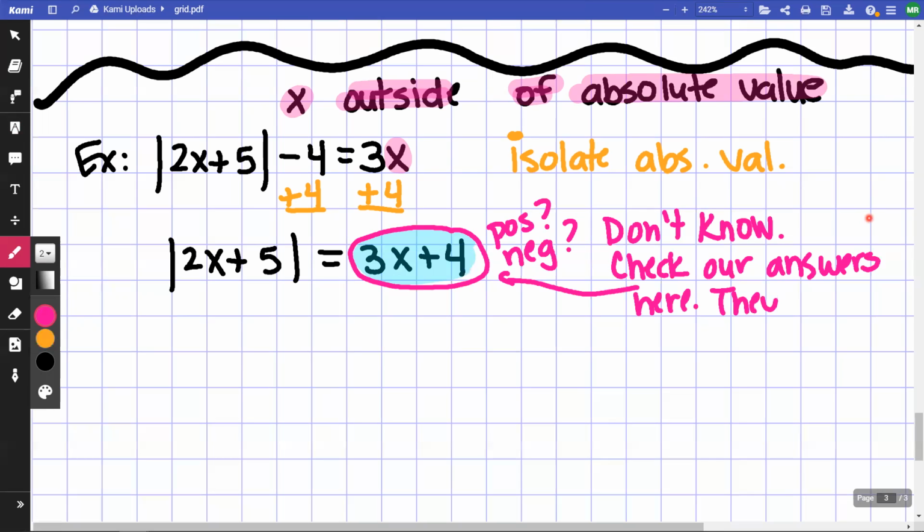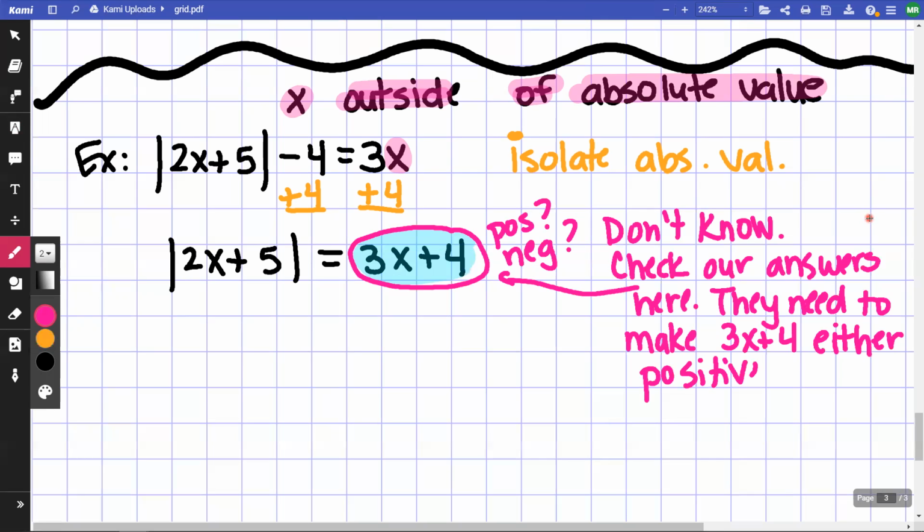They need to make that positive or 0. When I say make it, they need to make the 3x plus 4 either positive or 0, because you can always have it equal 0. Just cannot have it be a negative. I can't have the 3x plus 4 become negative.